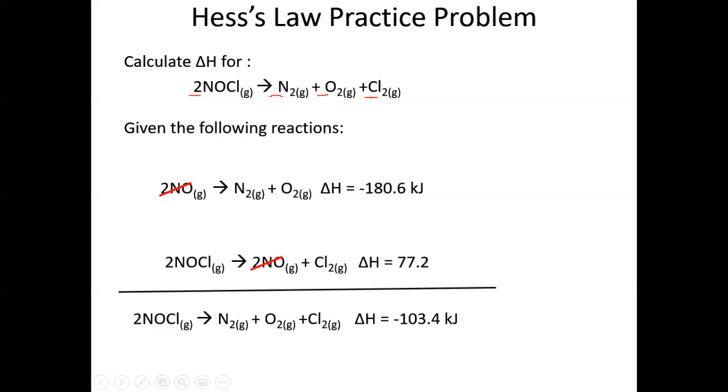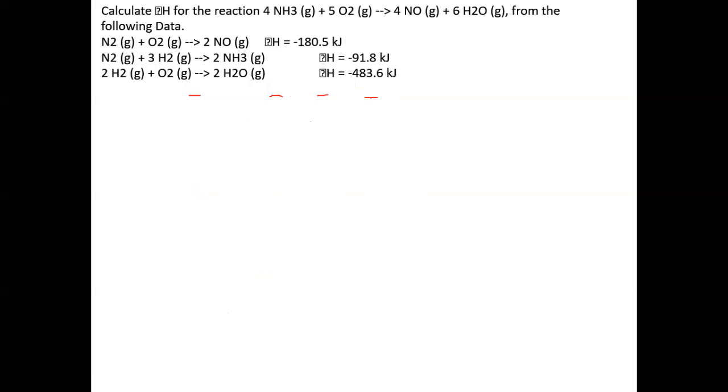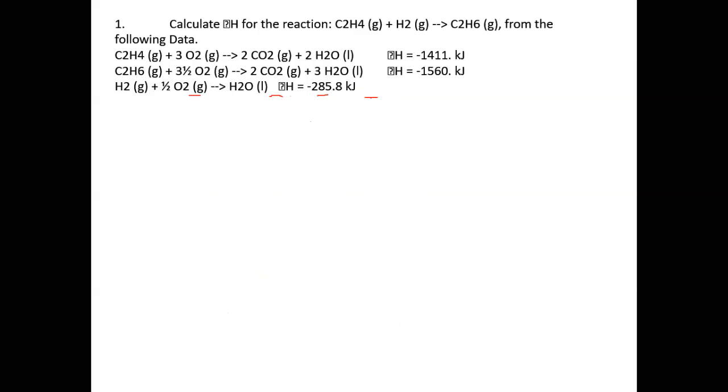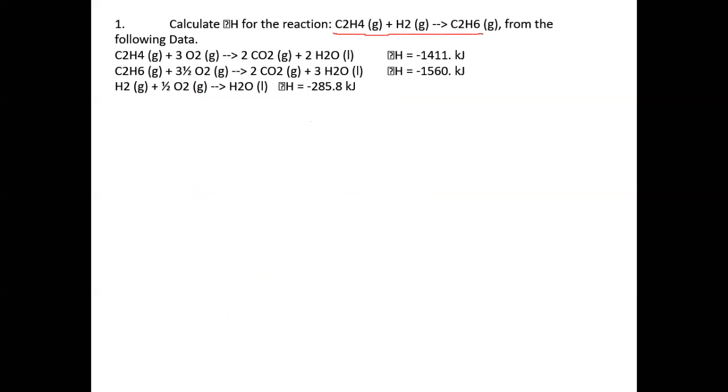So moving on to the next example. Here we have 3 equations. Oops, let me go back. We have 3 equations that are given to us to determine the delta H of this equation. So we want to know what the delta H is for the hydrogenation of ethene to ethane. And it's given us, in this case, 3 chemical equations. So again, we want to see what's the delta H when we hydrogenate ethene to ethane. And we have to use these 3 equations, rearranging them such that when we add them together, we get this equation.